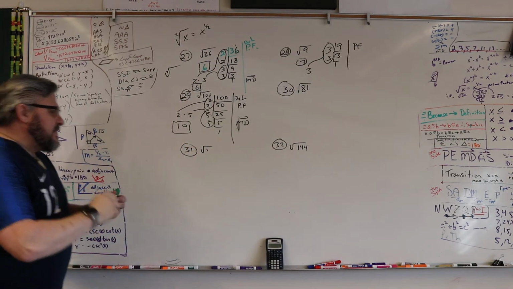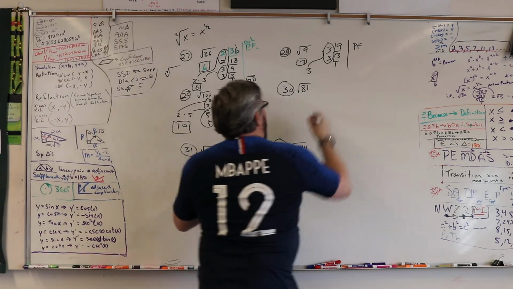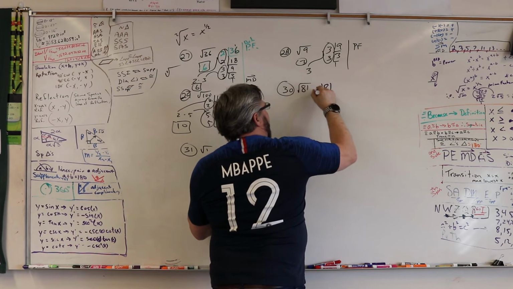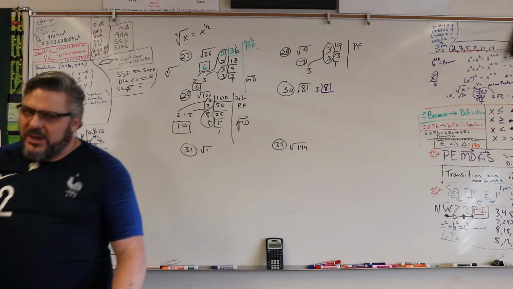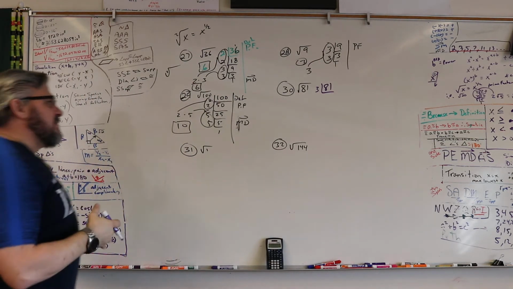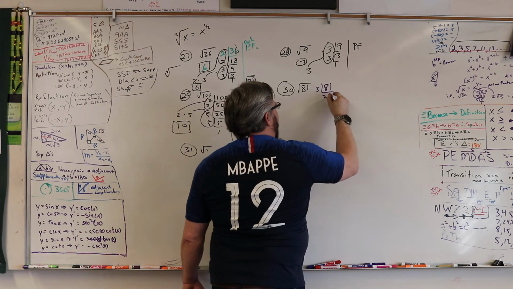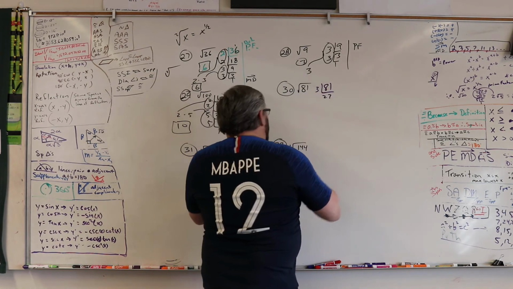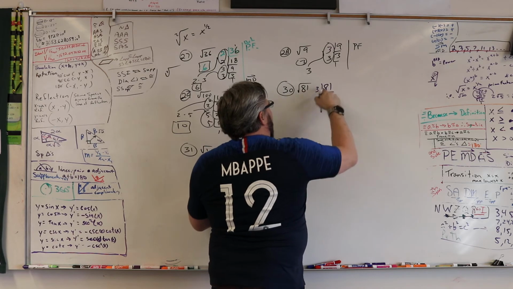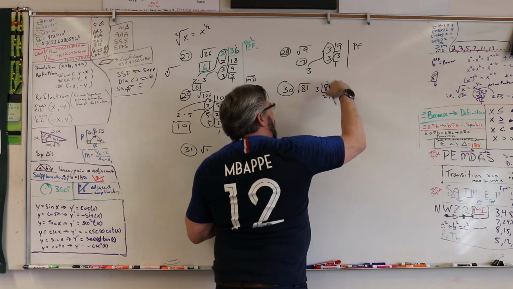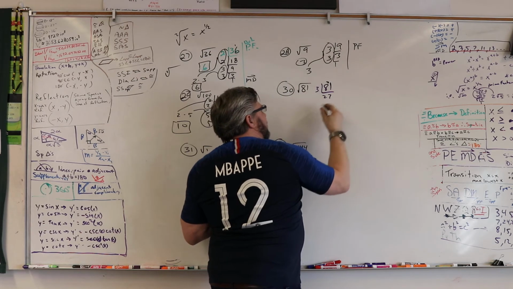Okay? We're going to do the same thing with 81. We have 81. We're going to break it down. We got 3 because 8 plus 1 is 9, and 9 is divisible by 3. So 3 goes into here 27 times. If we want to use our rule, 3 goes into 8 2 times with 2 left over, and 3 goes into 21 7 times.